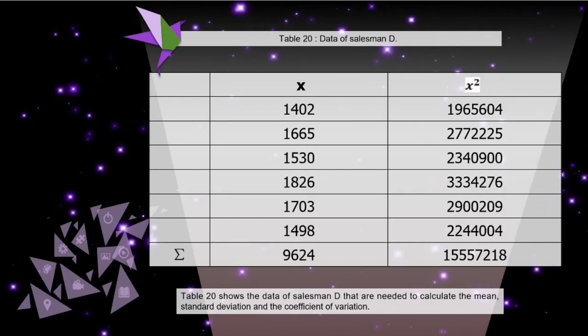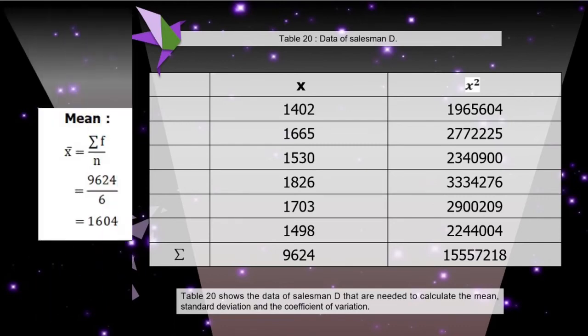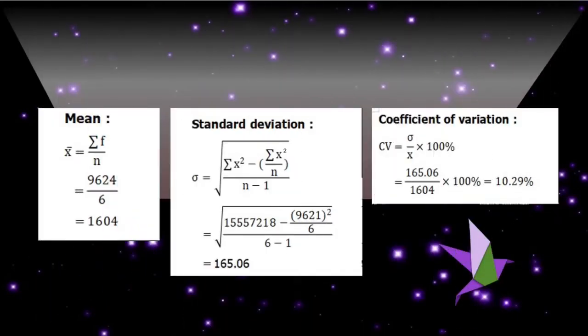Next is Salesman D. The table shows the data of Salesman D that are needed to calculate the mean, standard deviation, and the coefficient of variation. The mean of Salesman D is 1604, the standard deviation is 165.06, and lastly the coefficient of variation is 10.29%.